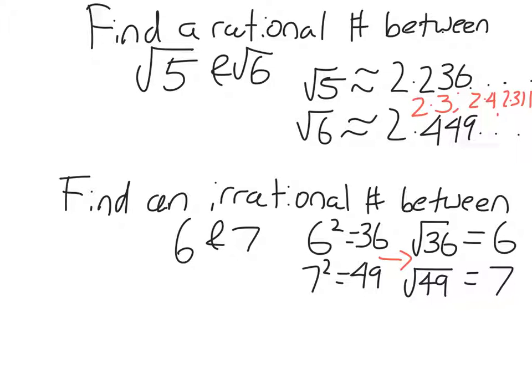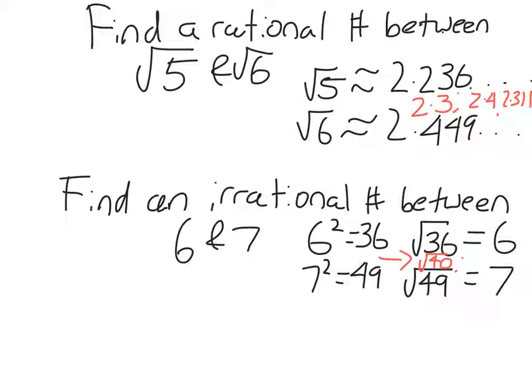So let's try the number 40. If I take the square root of 40, it will be between 6 and 7, because the square root of 36 is 6, and the square root of 49 is 7. If you put that on your calculator, the square root of 40 is actually 6.324, and it goes on forever. So the square root of 40 is between 6 and 7. It must be irrational because 40 is not a perfect square.